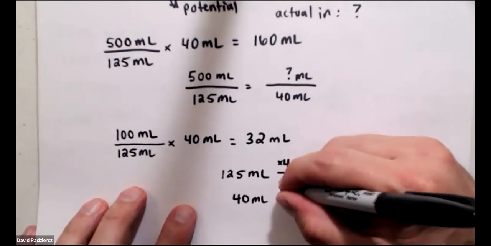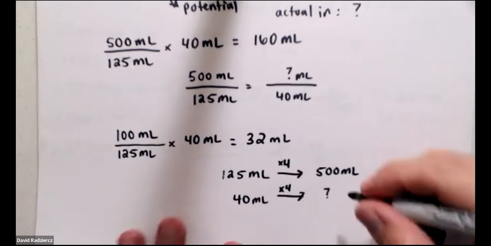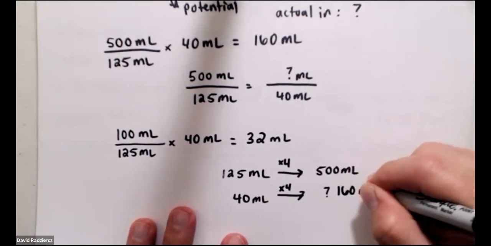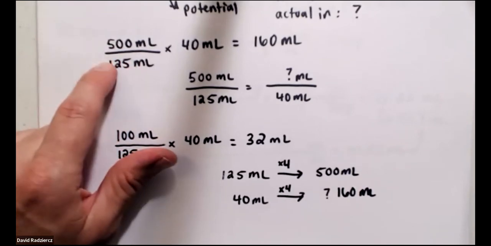And then I can do the same thing here. 40 times 4 and I get the same answer, 160 milliliters. So basically, this is just one way to represent it. It's a little bit more consistent.